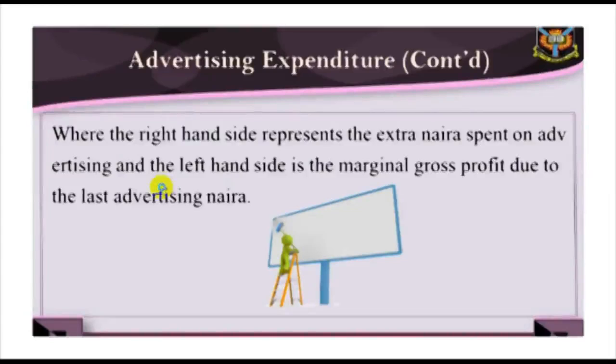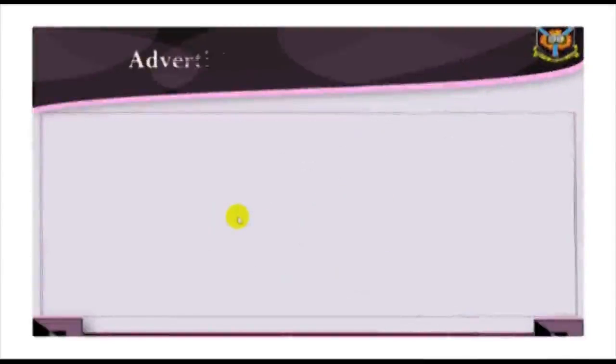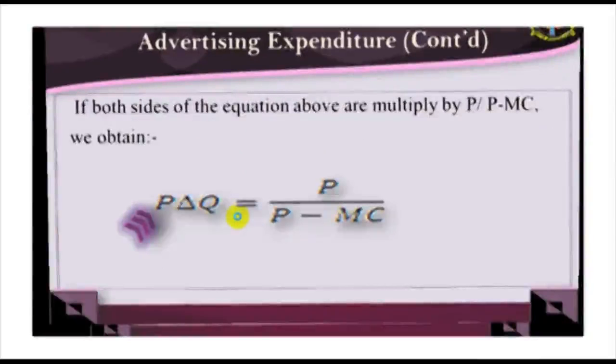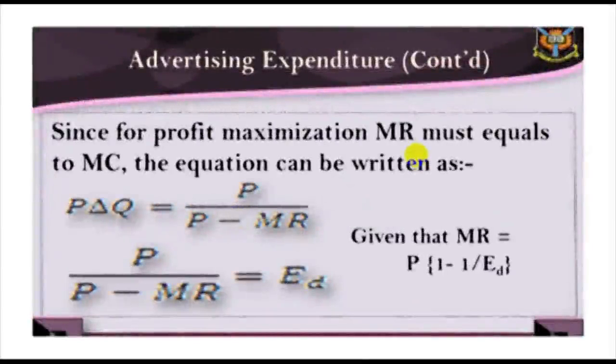If both sides of the equation above are multiplied by P, we'll obtain P multiplied by change in quantity equals P over (P minus MC). Now, for profit maximization, MR must equal MC. The equation can be rewritten as P times change in quantity equals P over (P minus MR).